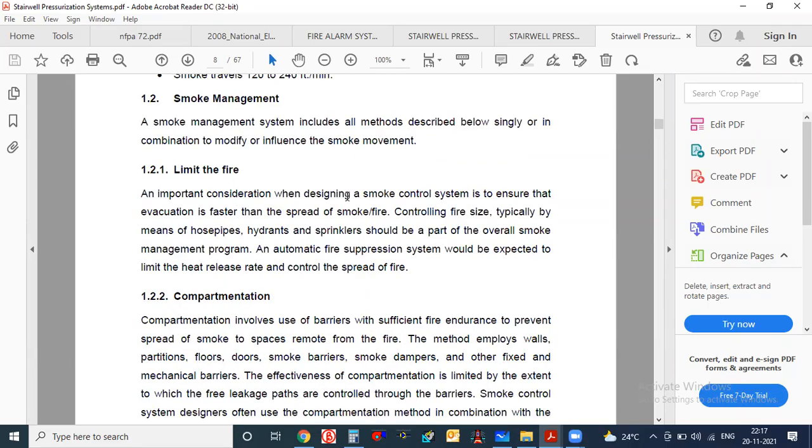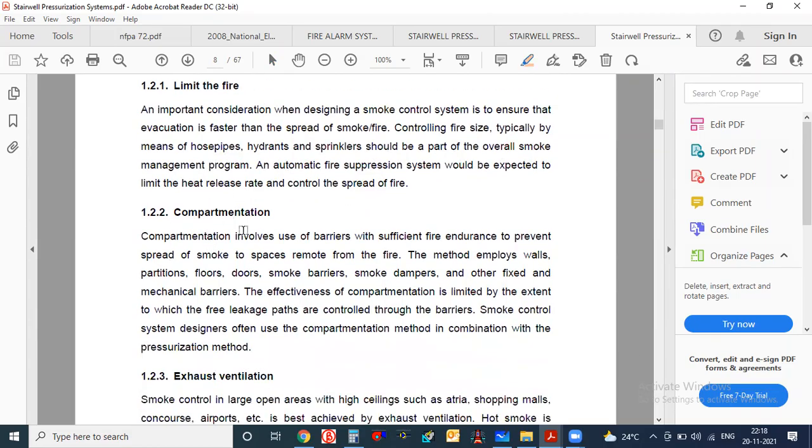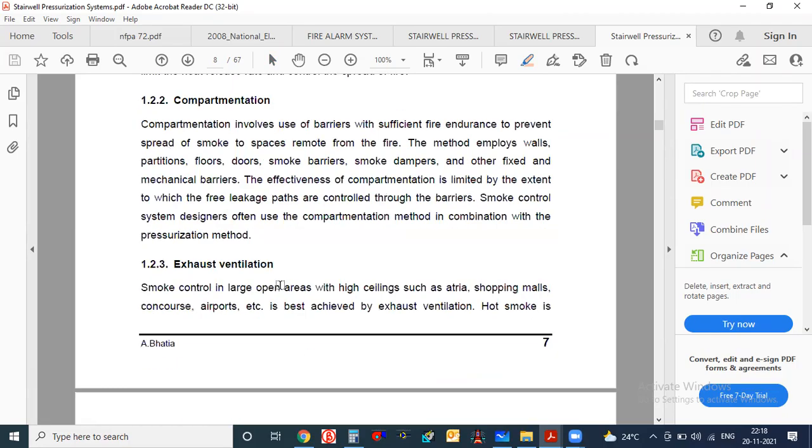Limit the fire. An important consideration when designing a smoke control is to ensure that evacuation is faster than the spread of smoke and fire. Certain points are written. Controlling the fire size, typically by means of hose pipes, hydrants and sprinklers, should be a part of the overall smoke management program. An automatic fire suppression would be expected to limit the heat release rate and control the spread of fire. Compartmentation involves use of barriers with sufficient fire endurance to prevent spread of smoke to space. Some points are written here.